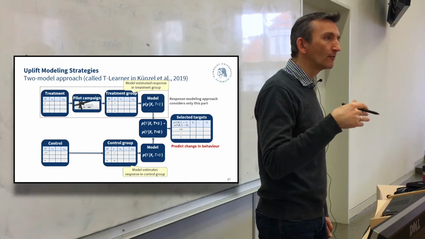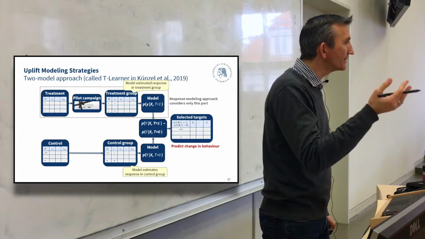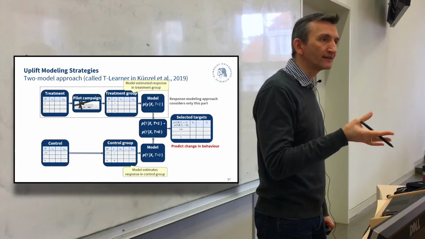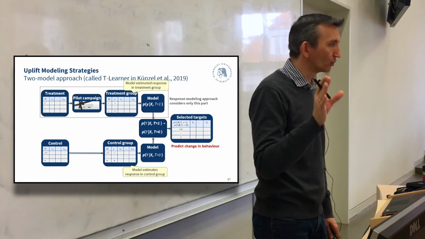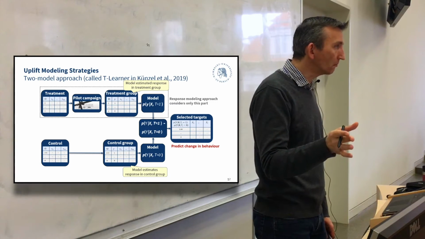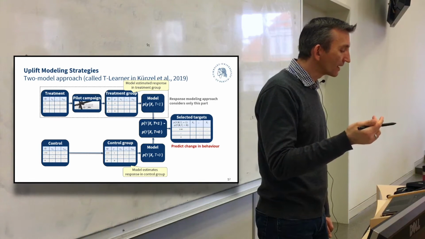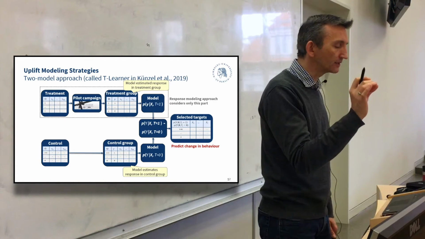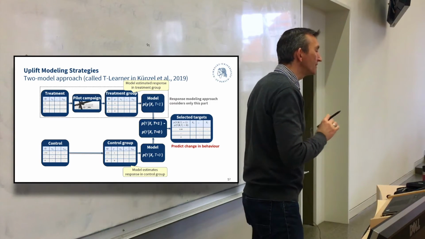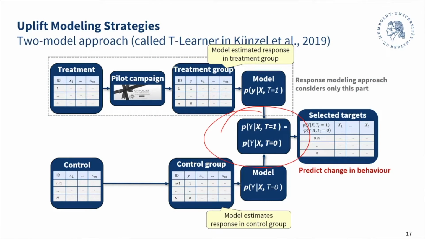One model is estimated on the treatment group data. The other model is estimated on the control group data in exactly the same way you learned weeks ago. You just use different data, and then the score that you calculate is no longer the outcome probability from a single model, but it's the difference of these two probabilities. That bit here, that's the key thing.